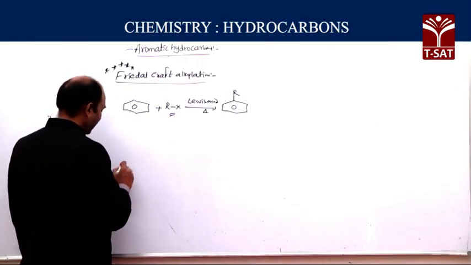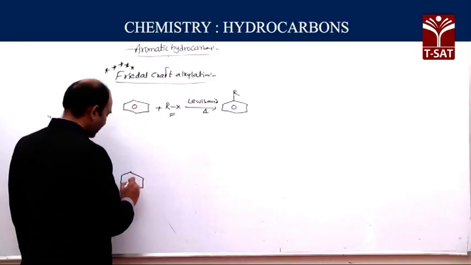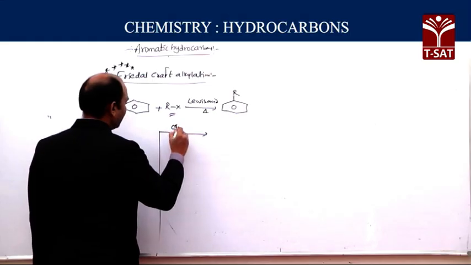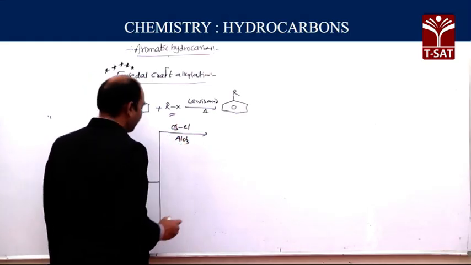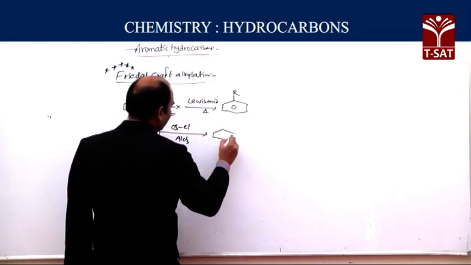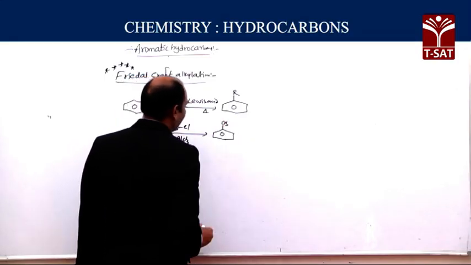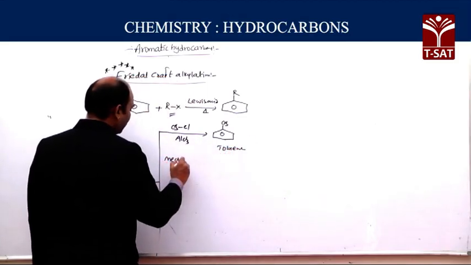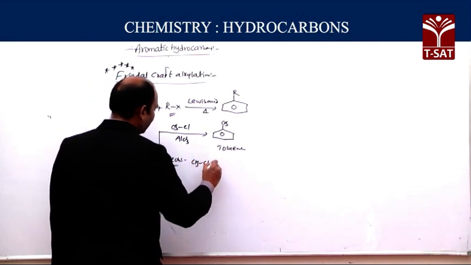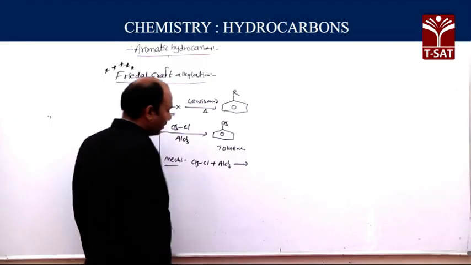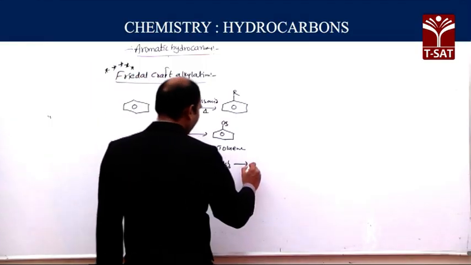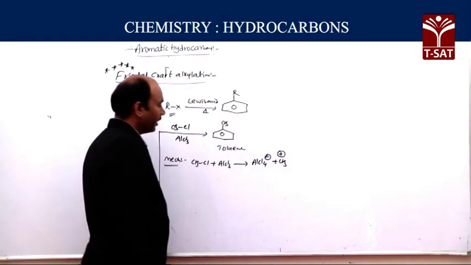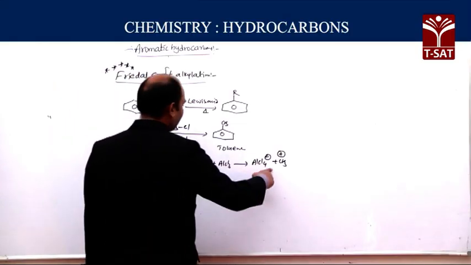For example, if you take benzene and treat it with CH3Cl in the presence of AlCl3, we get toluene. The mechanism has just two steps. CH3Cl plus AlCl3: the AlCl3 abstracts Cl, converting into AlCl4 minus plus CH3 plus. This carbocation acts as an electrophile. Now this attacks benzene, and we get toluene.